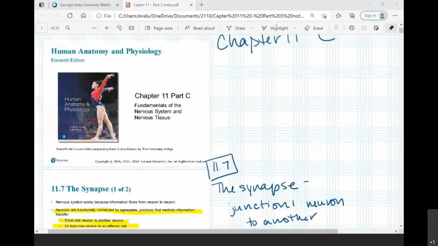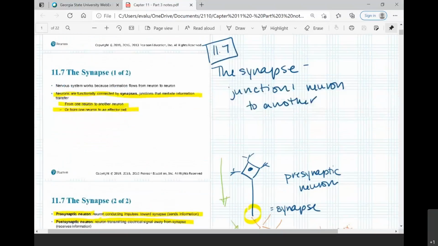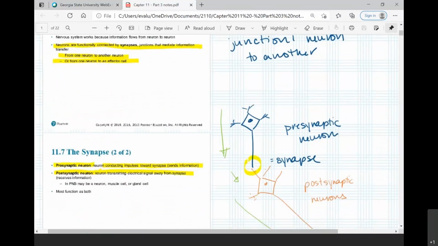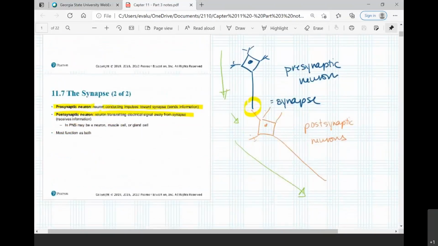We're going to finish chapter 11, part C, starting with 11.7, the synapse. When we're talking about the synapse, we're talking about the junction of one neuron to another. It's going to be the immediate transfer of information from one neuron to another. So when we look at it in the blue right here, we've got our presynaptic neuron.